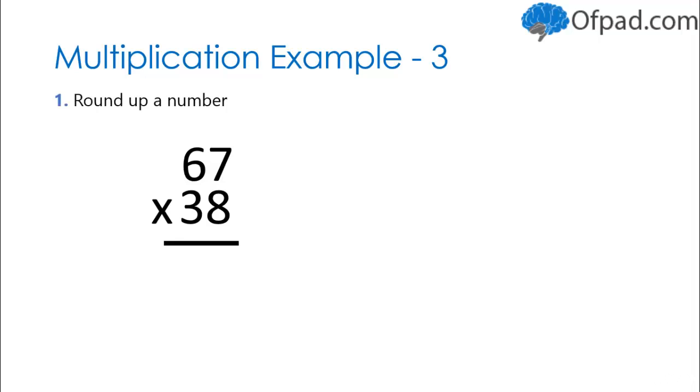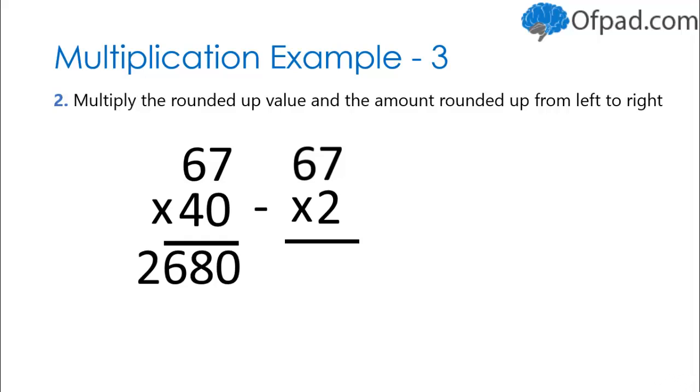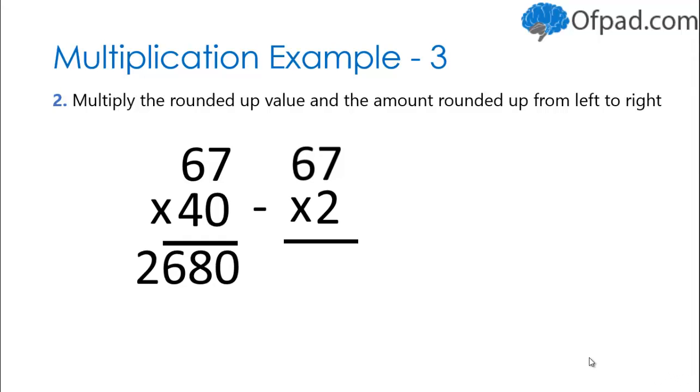Round up a number. So we round up 38 to 40. We rounded up by 2. Multiply the rounded up value and the amount you rounded up from left to right. So multiply 67 with 40 and multiply 67 with 2. Multiplying 67 by 40 gives 2680. Multiplying 67 by 2 gives 134.